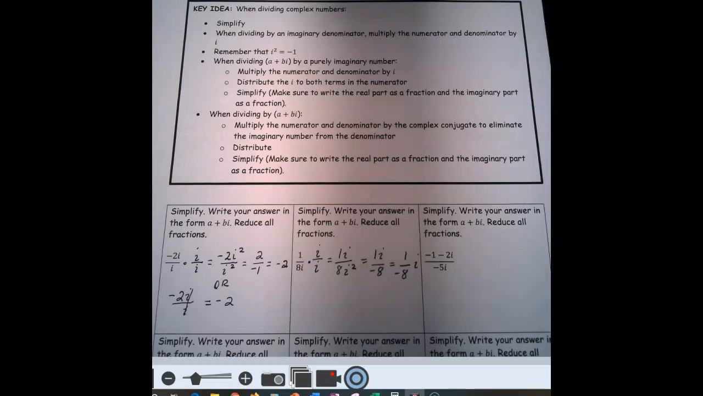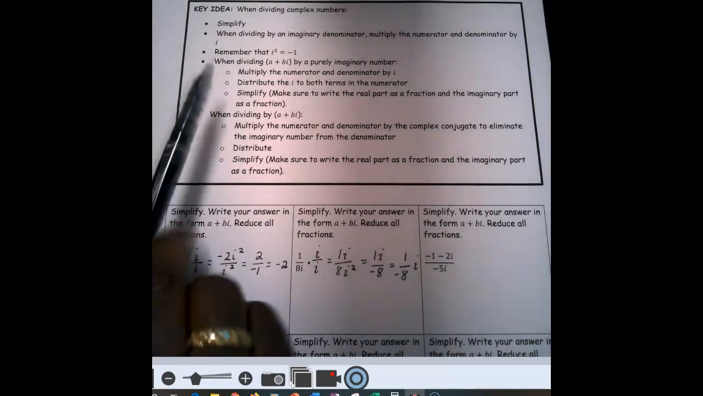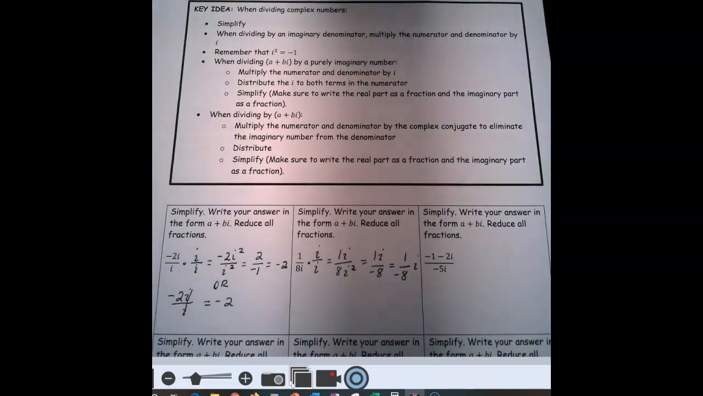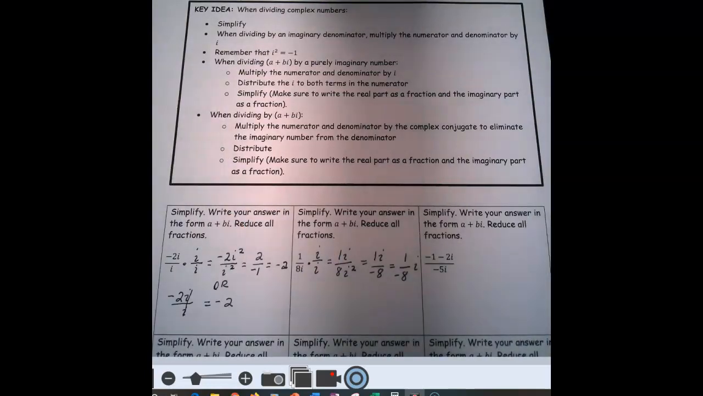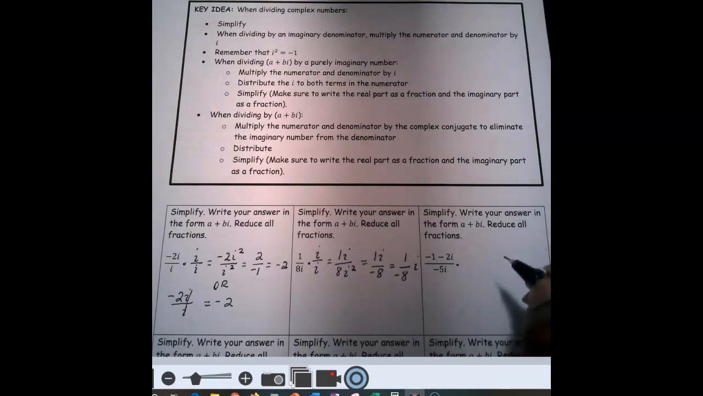We're going to do this again. So we're simplifying here, and we have -1 minus 2i divided by -5i. Now we're going to use the second bullet, or third, or fourth. I keep getting the numbers mixed up. The fourth bullet. So we are going to again multiply the numerator and the denominator by i.